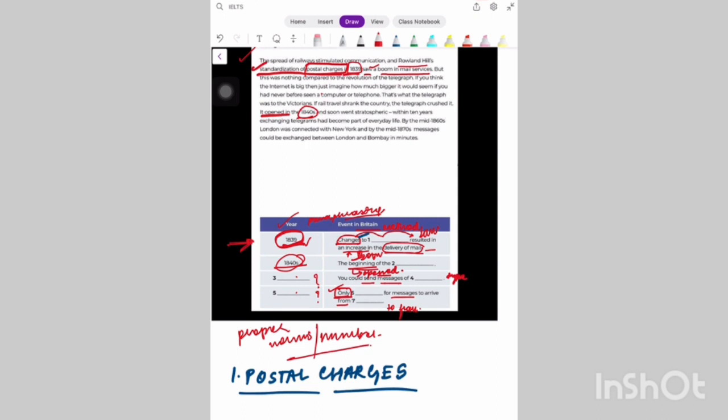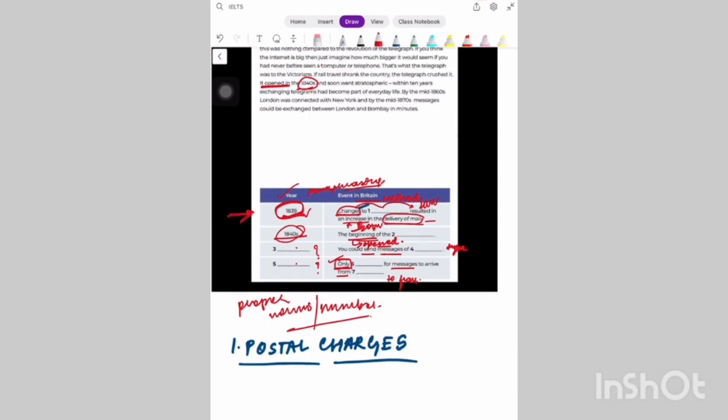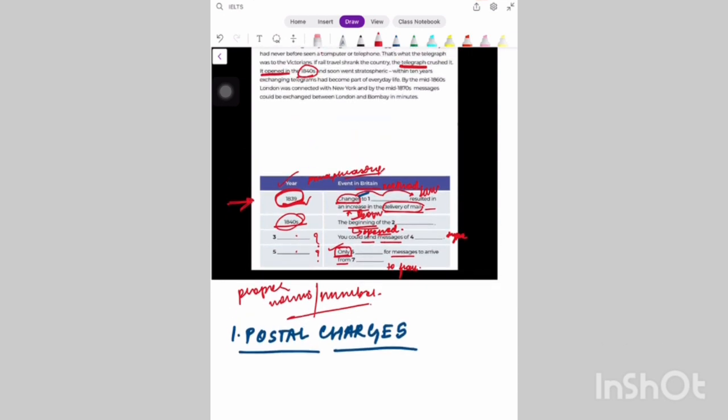Okay, let's see a line before that. If you think the internet is a big thing, just imagine how much bigger it would seem if you had never seen a computer or telephone. That's what telegraph was to Victorians. If rail travel shrank the country, the telegraph crushed it. It opened in 1840. So they're talking about telegraph. The telegraph crushed it. So my answer here would be, it is the beginning of.